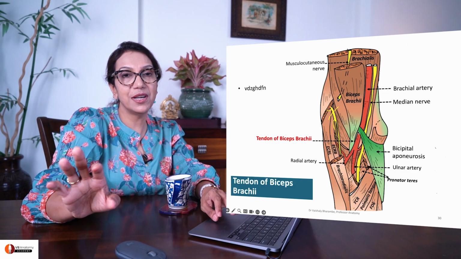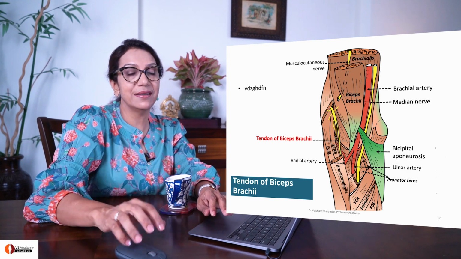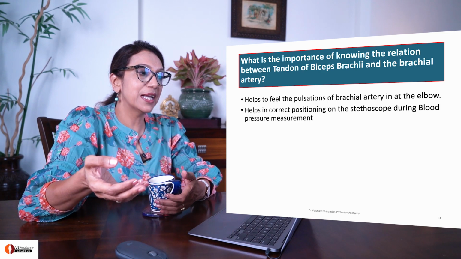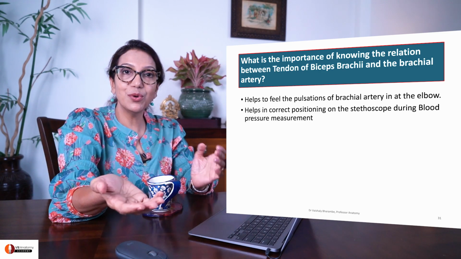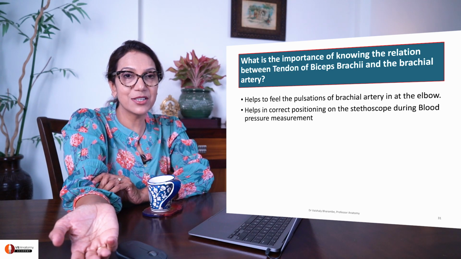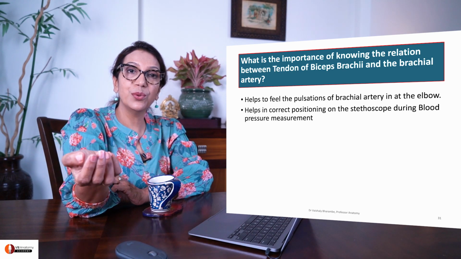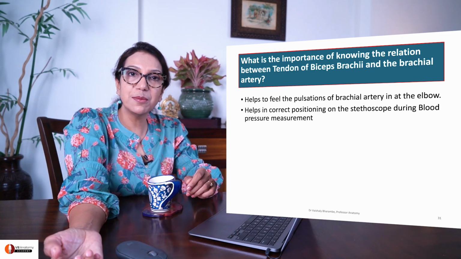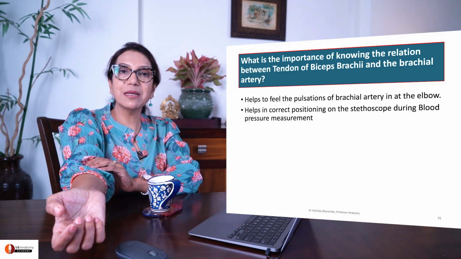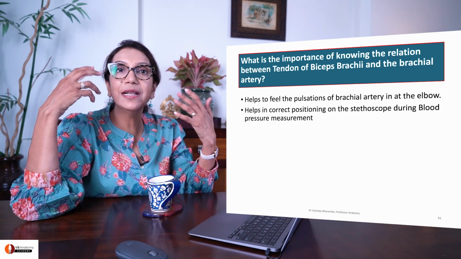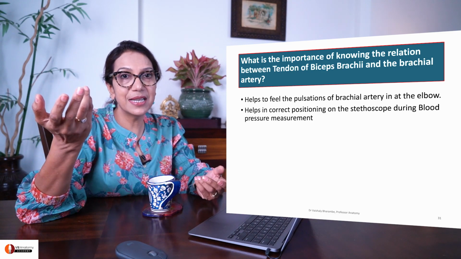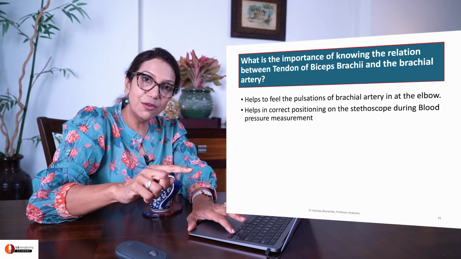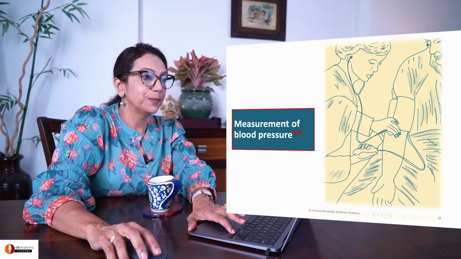It's a very important relation. I'll keep on repeating this because this matters. What is the importance of knowing the relation between the tendon of biceps brachii and the brachial artery? One is, of course, we saw how to feel brachial pulsations. Another thing that it helps you is that you know where to put your stethoscope when you're taking a patient's blood pressure. Suppose you don't know the biceps tendon, you would go anywhere and you would not be able to hear the sound in your stethoscope. So that is the importance of knowing the relation between the tendon of biceps and the brachial artery.